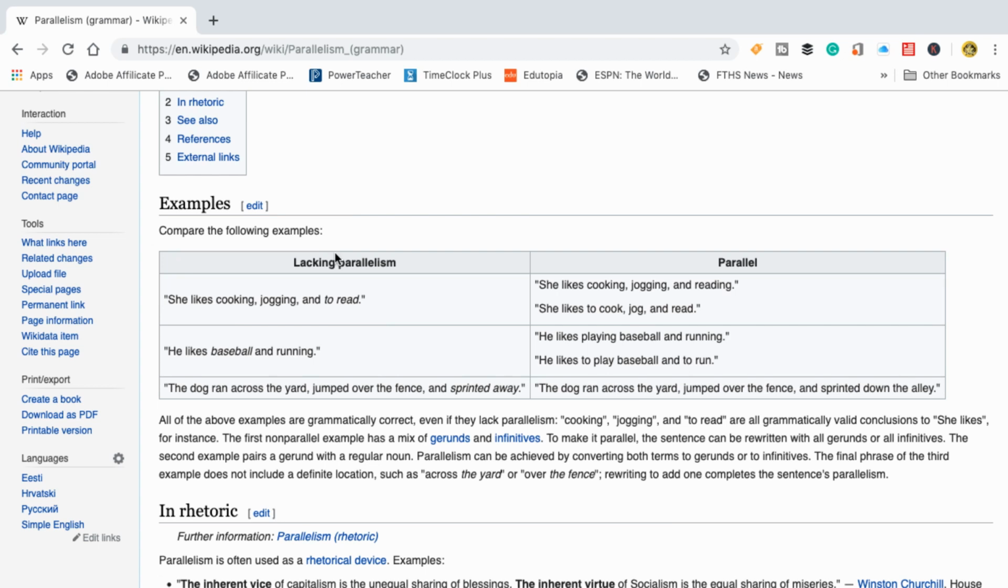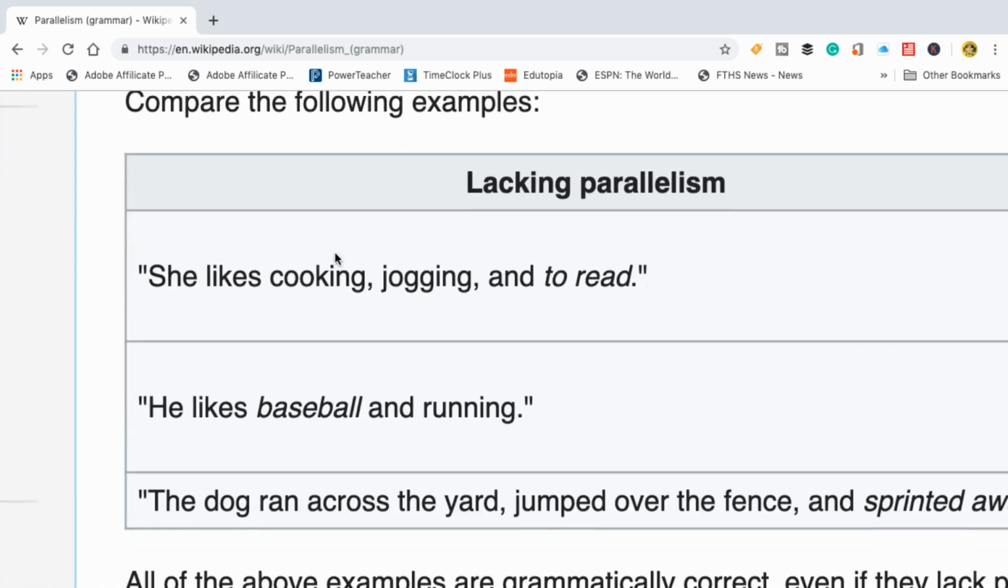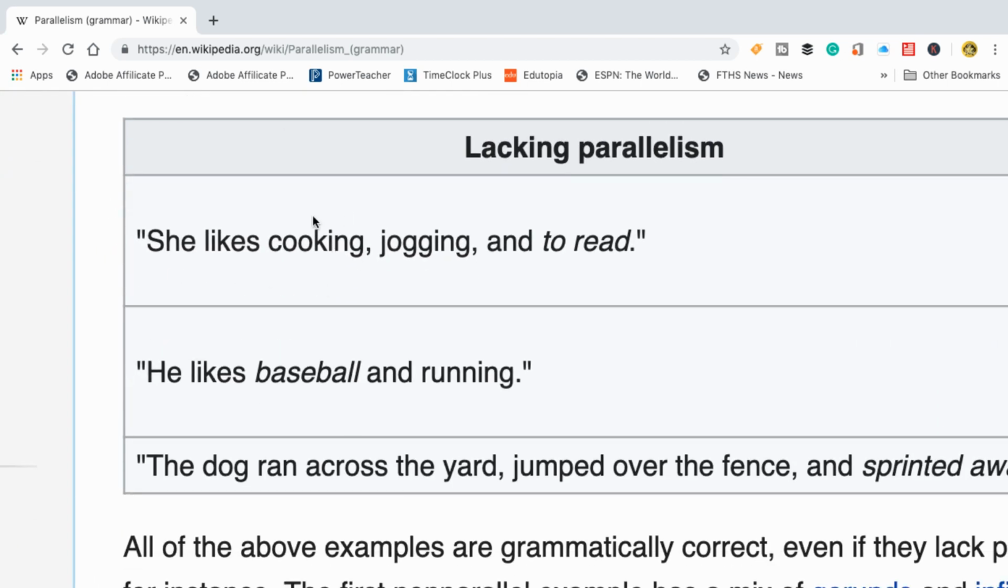Okay, so if we're looking here on the screen, it says, for lacking parallelism, let's zoom in a little bit. She likes cooking, jogging, and to read. That's not parallel. That's backwards, because what we've done is we have this structure of our pronoun, our verb. We have cooking, jogging. These are things that she likes to do. They're in the present tense. And to read.